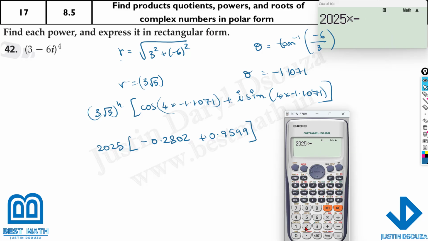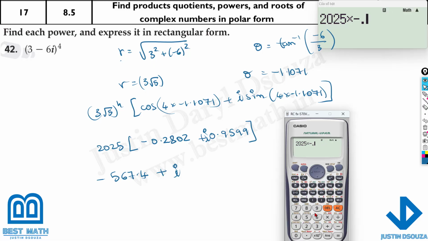That is minus 0.2802, and here we go, it is 567.4. And lastly, we have plus. Okay, again, I missed the i. Don't forget the i. That's the imaginary part. Complex numbers have a real part and the imaginary part.